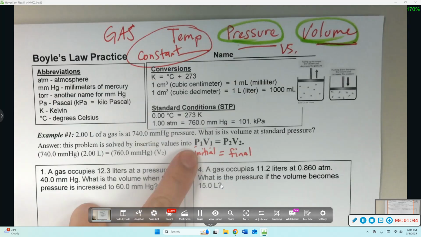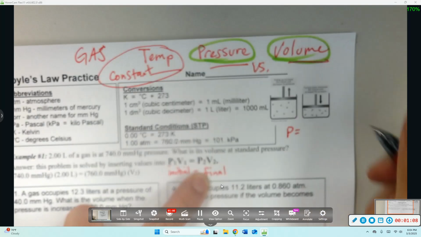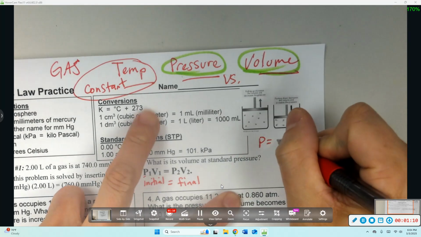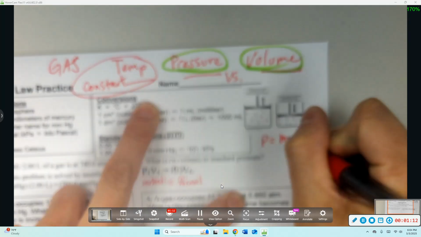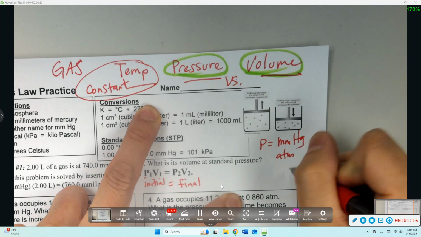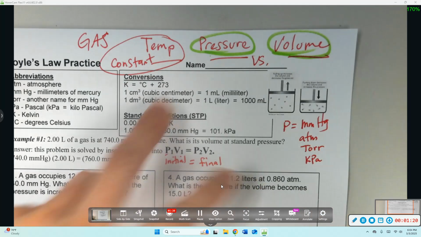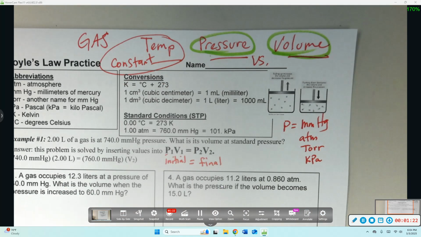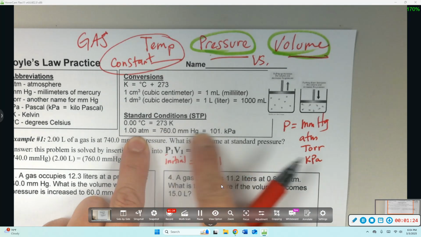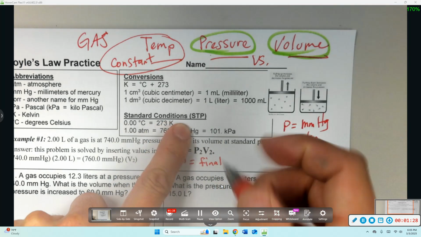Remember, we have pressure and volume. So pressure, we recognize pressure by some units such as millimeter of Hg, ATM, atmosphere, torr, kPa, kilopascal, or psi if they give us psi. But I gave you some equivalents here.